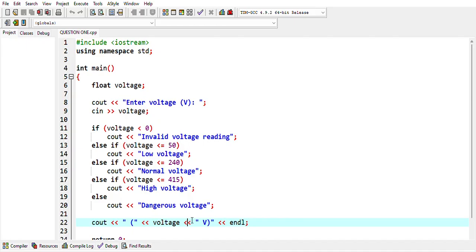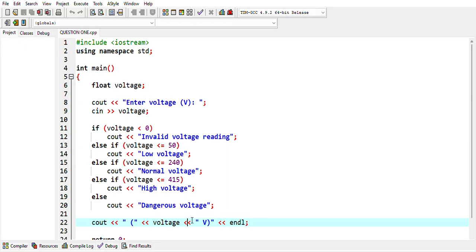Go to int main(). For that specific one, it is the main function where the program starts executing. For float voltage;, it declares a variable called voltage of type float. The float is used because voltage can have decimal values such as 230.5 volts.